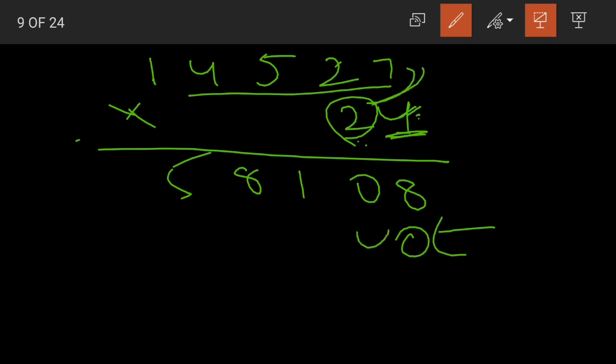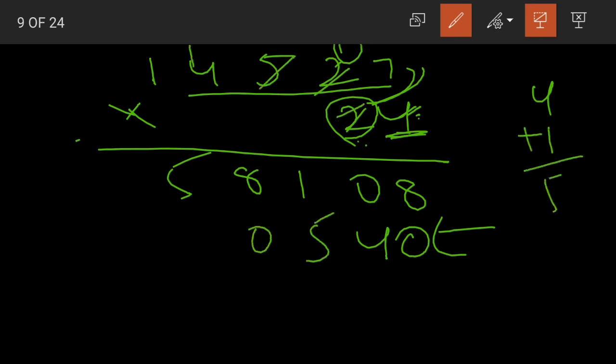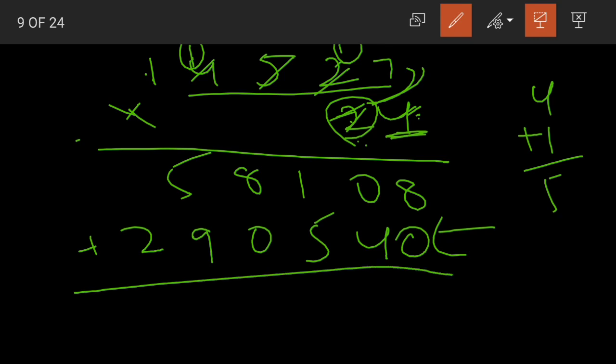2 sevens are 14. 4 here, 1 carried. 2 twos are 4 plus 1 becomes 5. So 5. 2 fives are 10. 0 here, 1 carried. 2 fours are 8 plus 1 becomes 9. Lastly 2 ones are 2. Now what are these two called? These two are called our partial products. Yes. Now let us add.